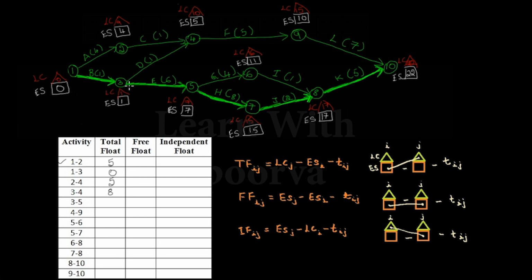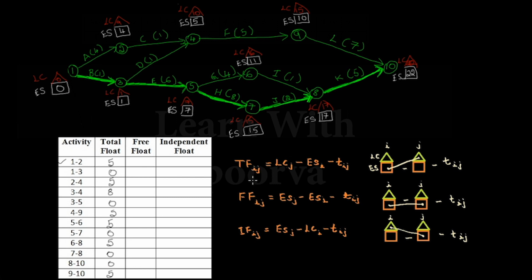For 3 to 5 we have 7 minus 1 minus 6. So 7 minus 1 is 6, 6 minus 6 will be equal to 0. Similarly, we will calculate it for all the nodes and the values we will get will be 5, 5, 0, 5, 0, 0 and 5. So this is the calculation of the total float.